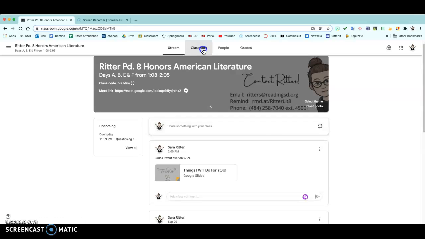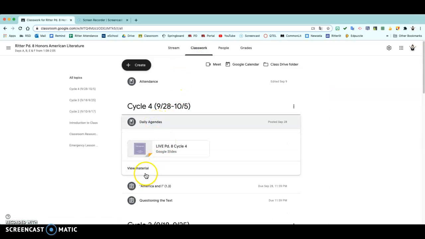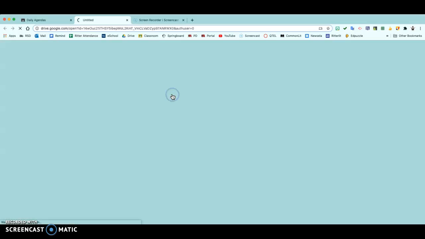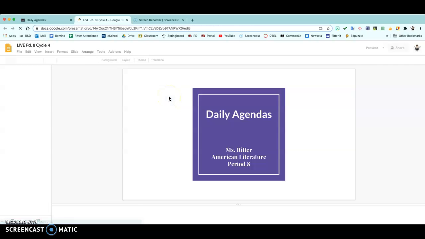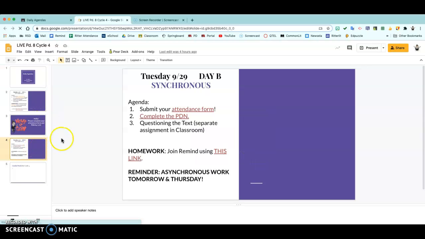Then you're going to go into your classwork tab and open up your agenda. Find today's slide. Skip the attendance form. You can complete your PDN. If you haven't already done this, remember to join Remind. That is your homework for the week.